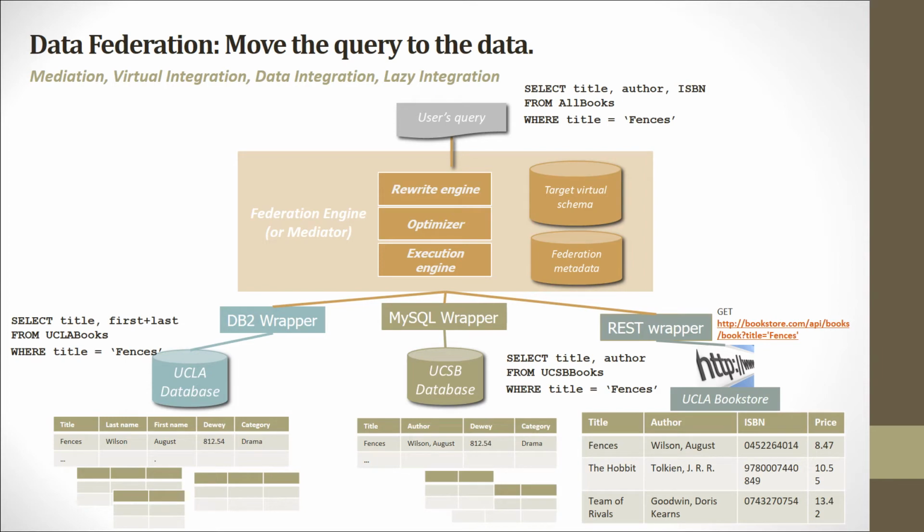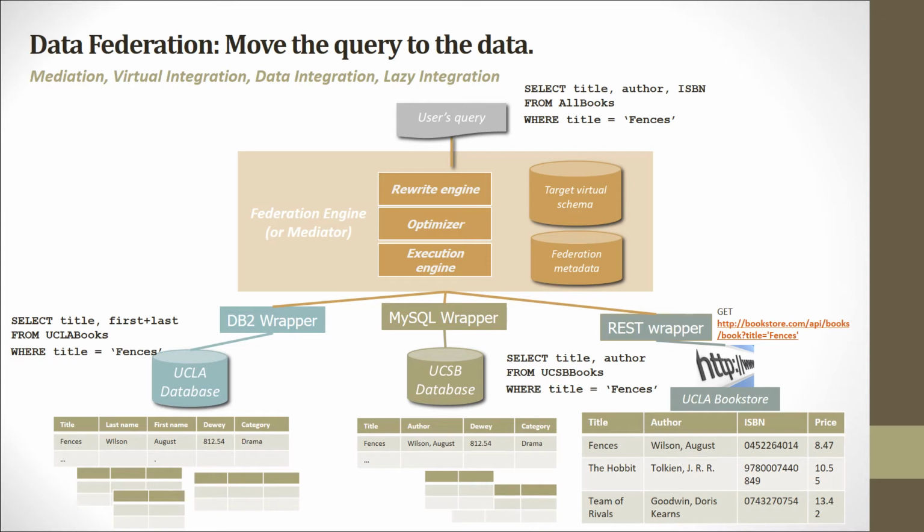Let's take a closer look at federation. How does it work? Federation works by taking a traditional relational database architecture and removing the assumptions that the data is stored and controlled by the database engine itself. Instead, the database engine becomes the federation engine or mediator. The federation engine maintains a global target schema to provide a virtual view of the integrated data, and federation metadata keeps track of which sources provide which sets of data.